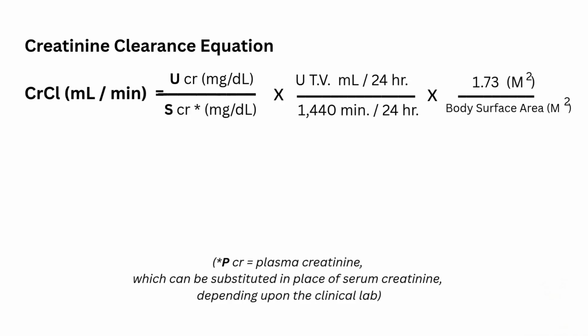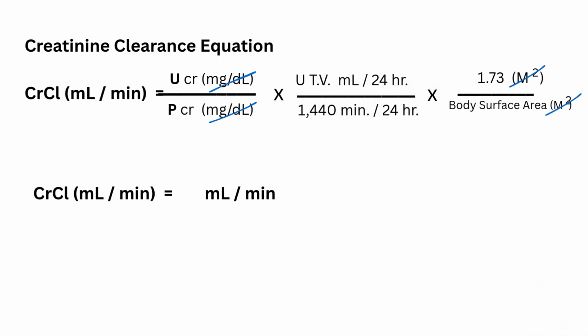The creatinine clearance is calculated with urine creatinine concentration divided by serum creatinine concentration, in milligrams per deciliter. Total urine volume is divided by 1440 minutes in 24 hours to get the volume per minute. Body surface area is calculated with a nomogram, plugging in the patient's height and weight to get the body surface area. Note that after doing the algebra, the unit dimensions cancel out, leaving mL per minute, which reflects the glomerular filtration rate.